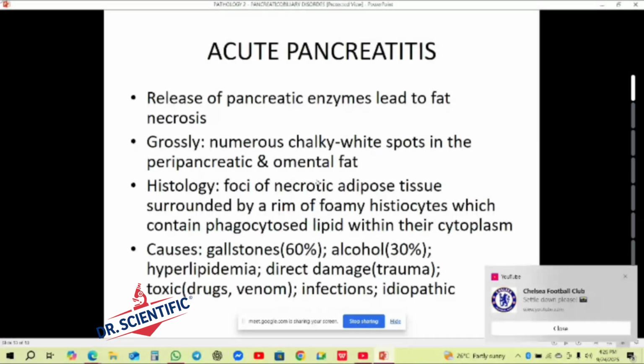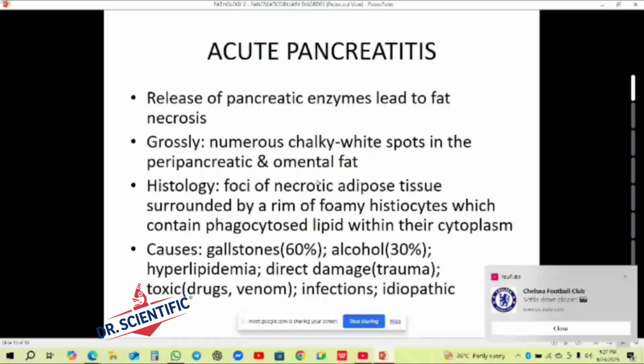Gallstones, most of it, 60%, alcohol, 30%. Hyperlipidemia is a high lipid level within the blood, high cholesterol levels. Of course, trauma, as I told you, any organ can be affected by trauma. And if there is direct damage, it can lead to acute pancreatitis. Also, drugs can affect it. Some poisons, some venoms, some infections, and some are idiopathic. That is basically we are not able to find the cause. Somebody has acute pancreatitis, but we cannot tell the cause.